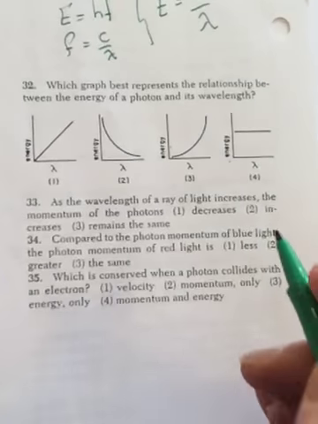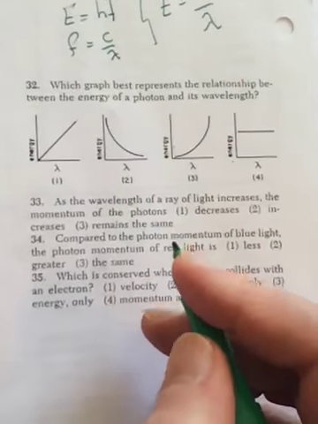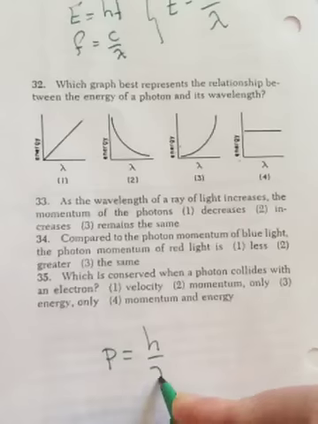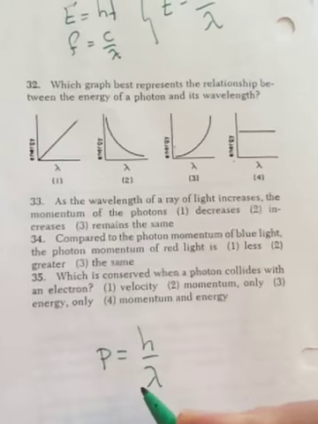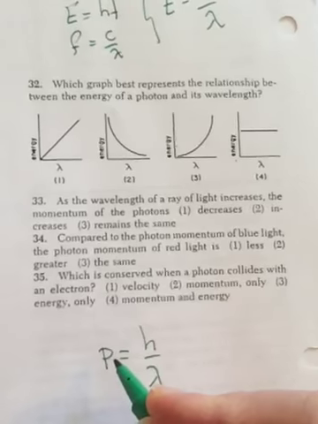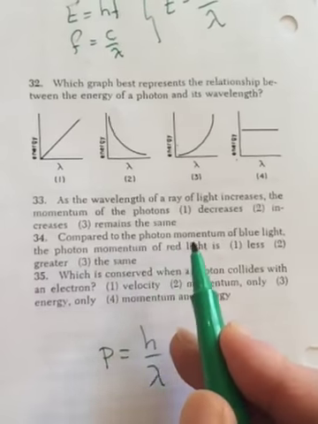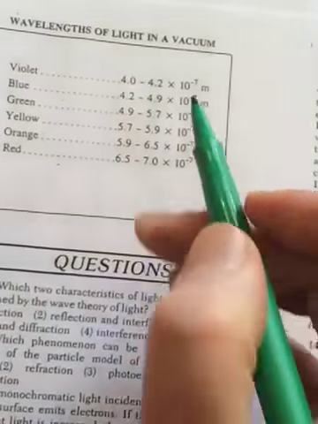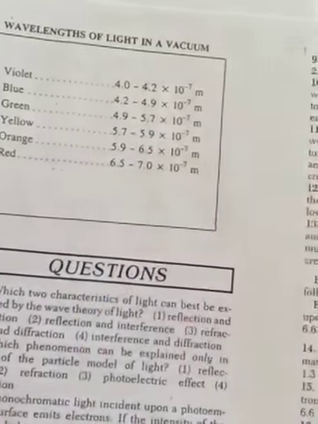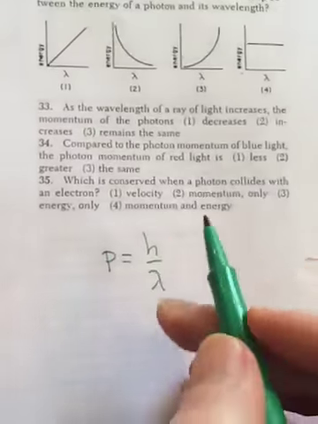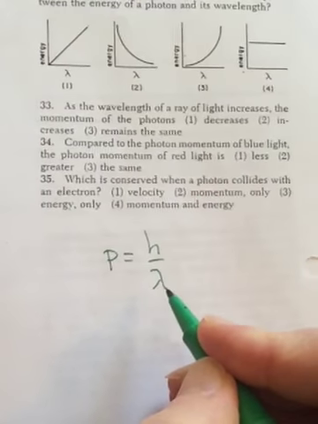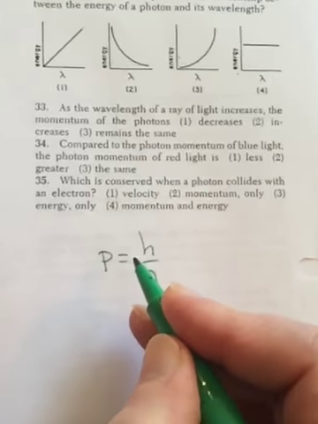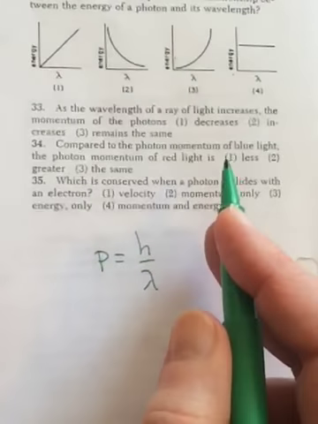As the wavelength of a ray of light increases, the momentum does what? So remember the equation for momentum, p equals h over lambda. So it's saying as the wavelength increases, the momentum should decrease. Okay, compared to the momentum of blue light, the momentum of red light. So now we need to go back. We need to say blue light has a smaller wavelength than red. And so compared to the momentum of blue light, which has a smaller wavelength, the momentum of red light, which has a larger wavelength, should be less, choice 1.